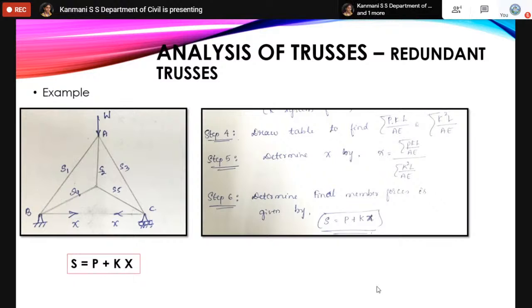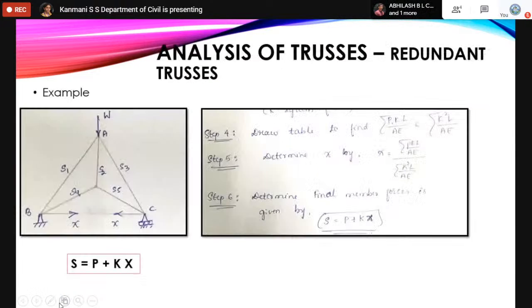Then, continuing to step 4, find the summation of PKL by AE and the summation of K squared L by AE by drawing a table where you put member forces P, member forces K, member lengths L, member areas A, and material Young's modulus of elasticity. All that put together in a table, you will get all these values. After finding that, you put in the formula for X and then determine the final member forces by using this formula. This is how we resolve redundant trusses.